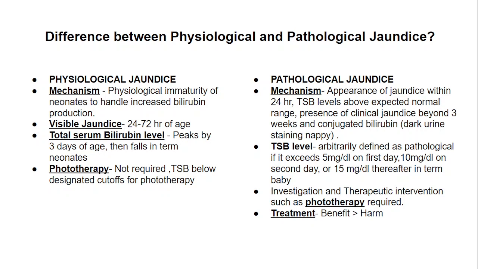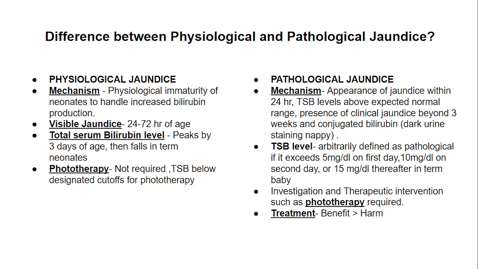And in physiological jaundice, the visible jaundice occurs between 24 to 72 hours. The total serum bilirubin level in physiological jaundice peaks by 3 days of age and then falls, whereas in pathological jaundice arbitrary limits have been taken: if it exceeds 5 mg per deciliter on the first day, 10 mg per deciliter on the second day, or 15 mg per deciliter thereafter in term neonates.